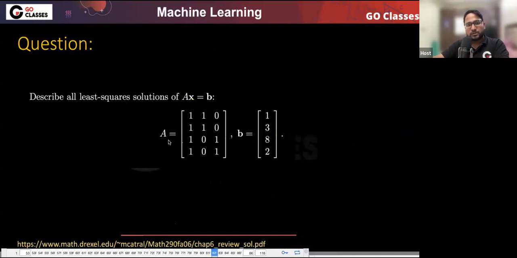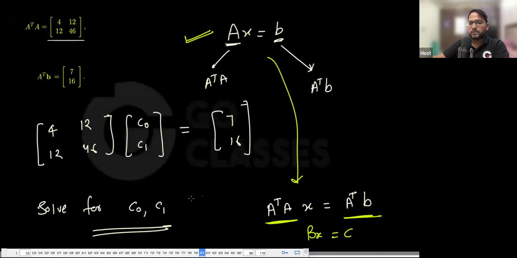So let's see this question. Describe all least squares solutions. Actually, the solution of this is called a least squares solution. It need not be unique. It is solvable, it is consistent, but I haven't said that it has to be unique.